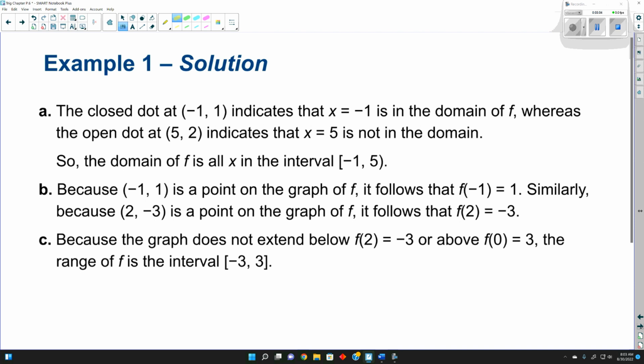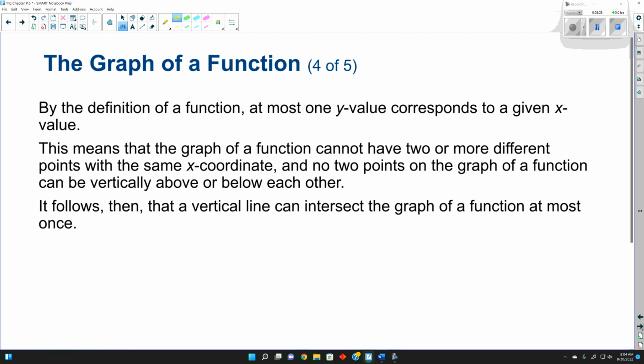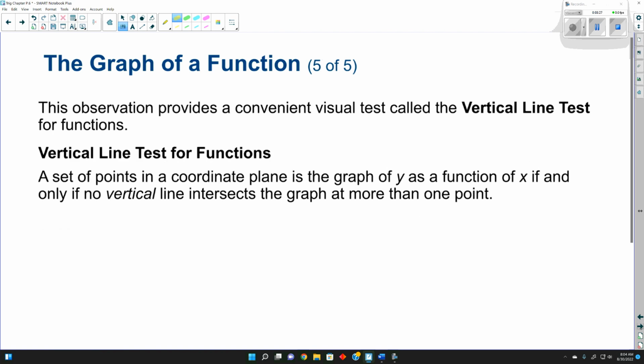So the closed dot at -1, 1 indicates that x equals -1 is in the domain, where 5 is not. So the interval would be bracket -1, comma 5, parenthesis. We kind of walked through this already. Open and closed at the extremes beyond the point. By definition, none of this is new.